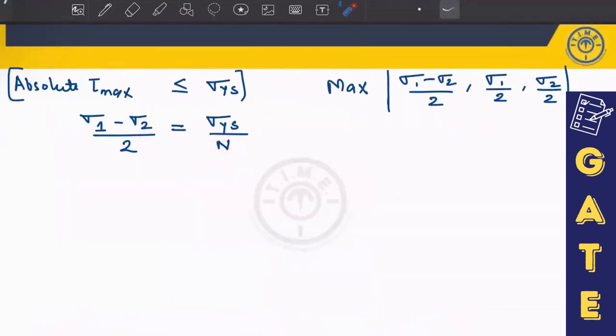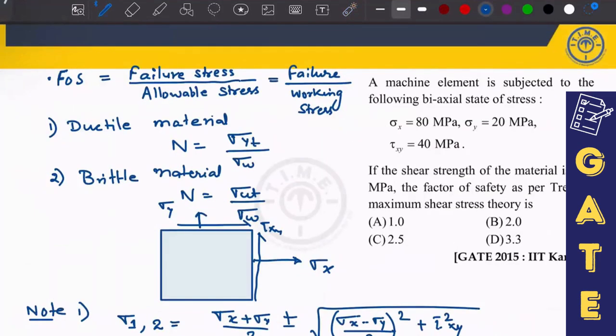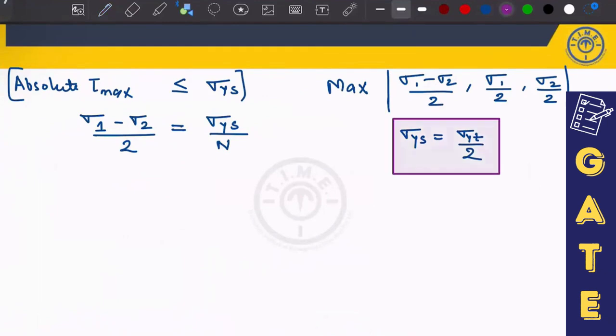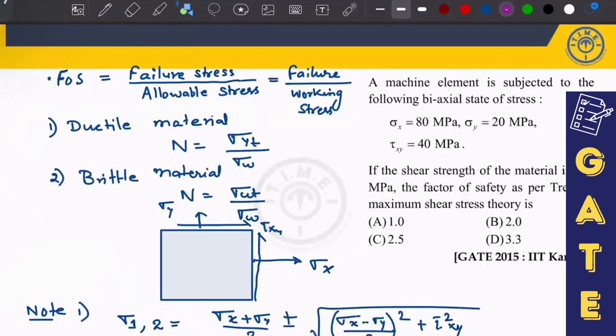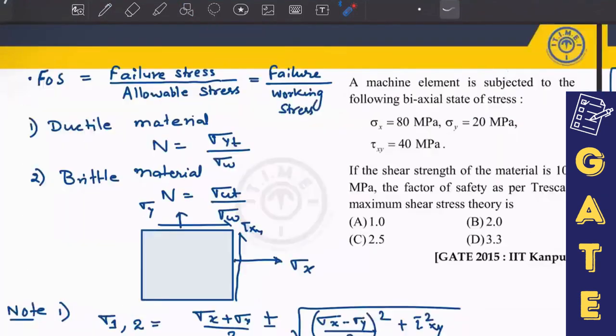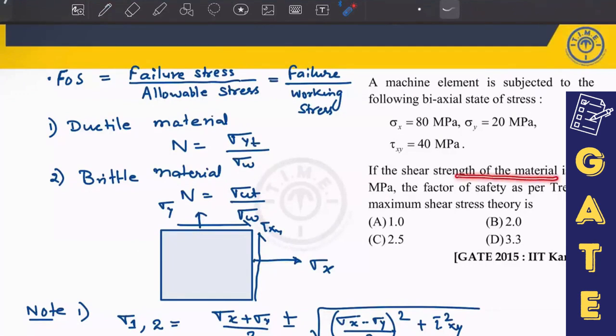For this particular Tresca's theory, the yield shear strength has a relation with the yield tensile strength: the yield shear strength can be written as the yield tensile strength by 2. Whenever they have mentioned the shear strength, there is no problem, you can just equate these two. But if they have mentioned the strength of the material, always consider that as the yield tensile strength. Now you just read this question and try to solve.